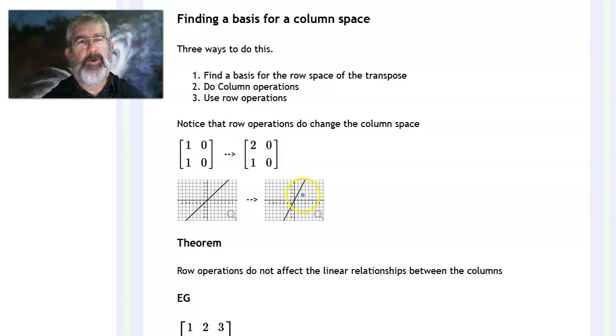So I have my drawing wrong. Hang on a minute. There we go. Now we're spanning the vector (2, 1).